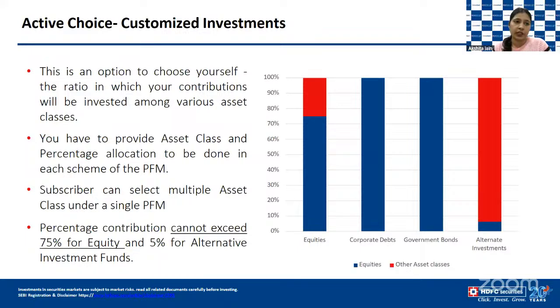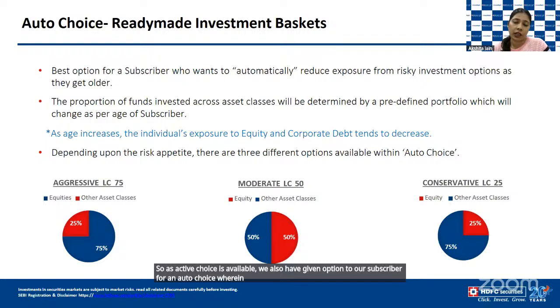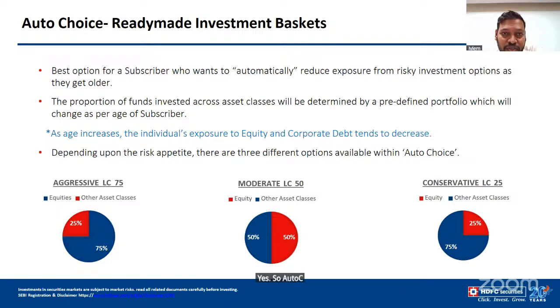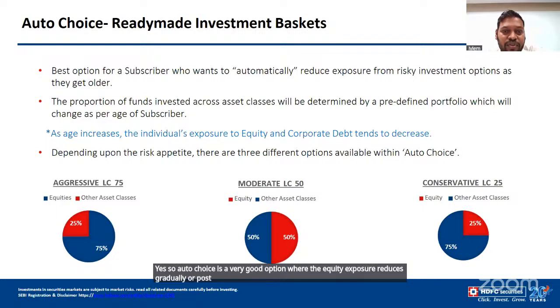Right. So as active choice is available, we also have given an option to our subscribers for an auto choice, wherein ready-made baskets are available. Just according to your risk appetite, you can choose any one of the baskets like aggressive, moderate, and conservative. Yes, so auto choice is a very good option where the equity exposure reduces gradually post a certain age of an individual. So 35 is the age where the tapering for the equity component starts, corporate debt starts reducing, and government bonds start increasing.